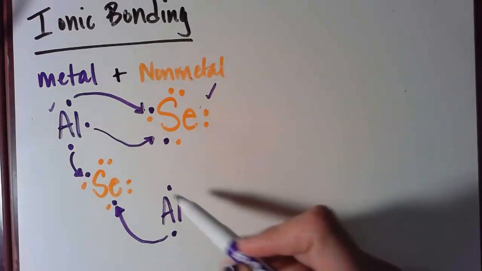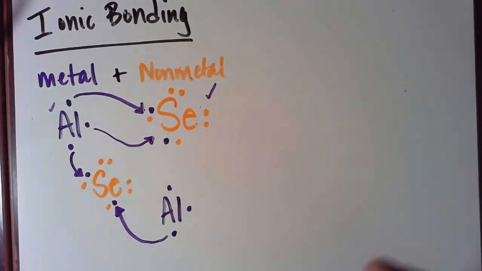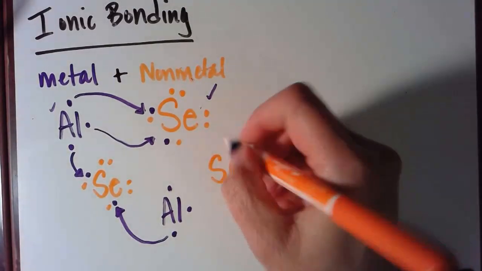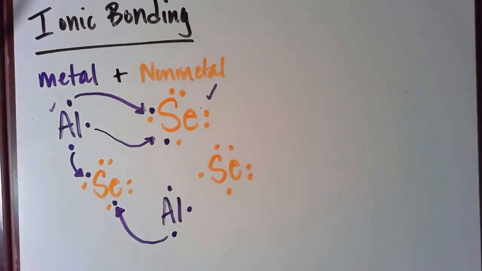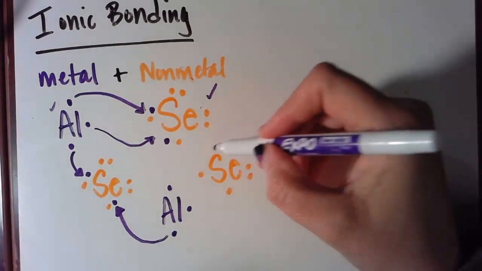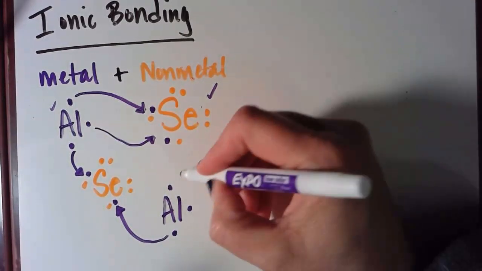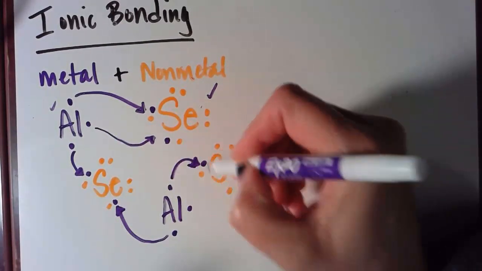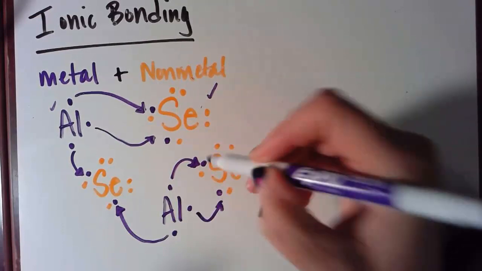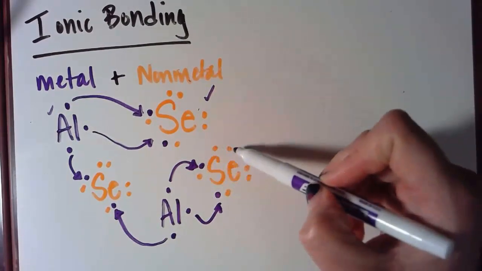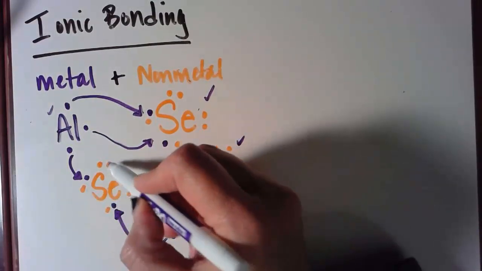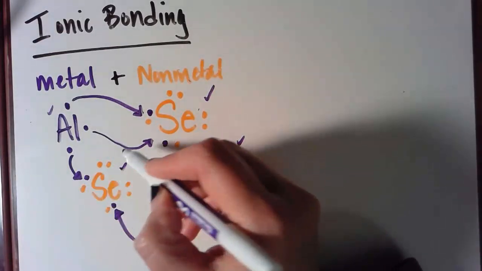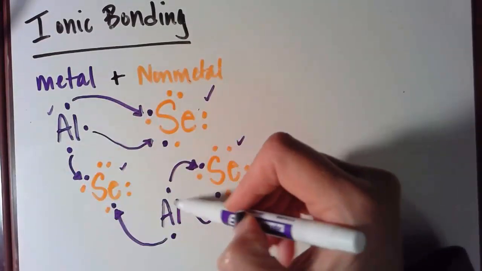But now aluminum is stuck with 2 electrons still. Guess what? You nailed it. You have to draw another selenium. And if we do it, you'll notice it all works out in the end. Selenium has 6, wants 2 more. So aluminum is going to give 1 there, and 1 there, and now selenium has 1, 2, 3, 4, 5, 6, 7, 8. Check. 1, 2, 3, 4, 5, 6, 7, 8. Check. 0, 0.